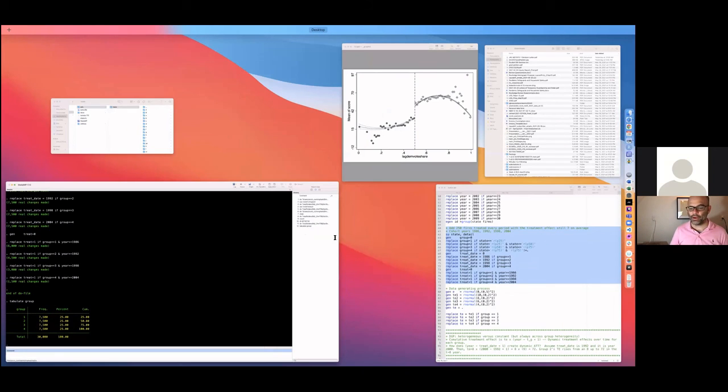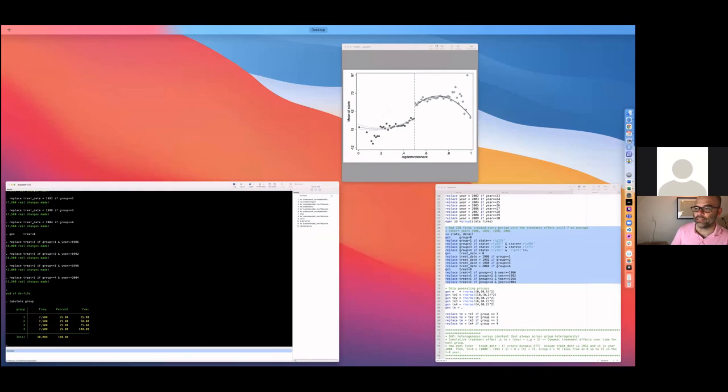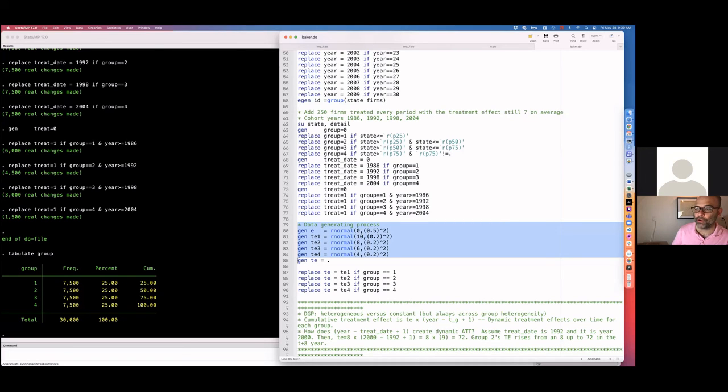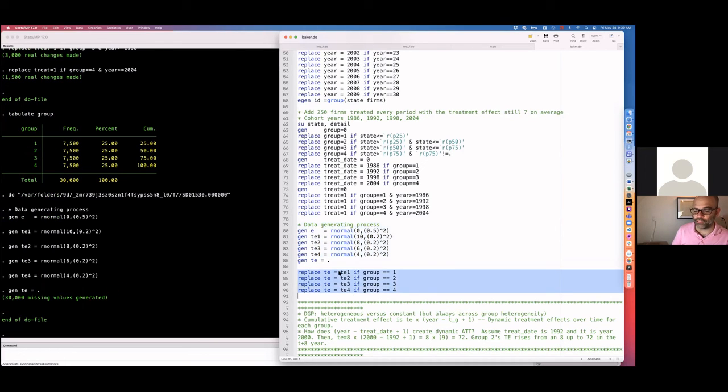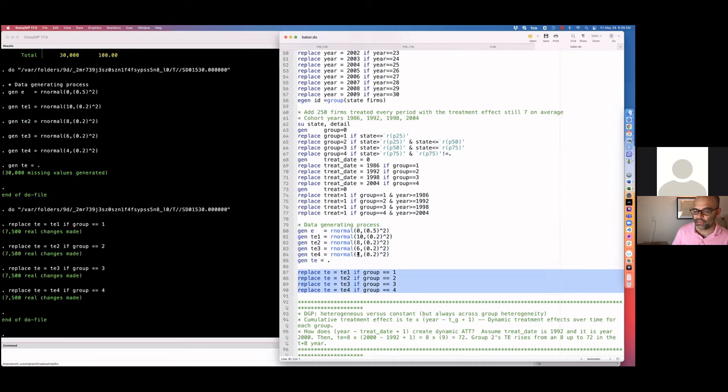Then I'm going to have a simple data generating process such that it satisfies parallel trends. I'll have that done here, and I'm going to say you're in the treatment group. TE group 1 is going to get a treatment effect of 10. TE group 2 is going to get a treatment effect of 8, 6, and 4.